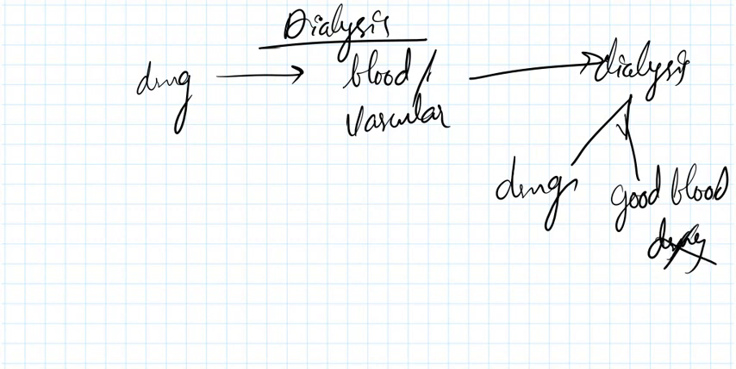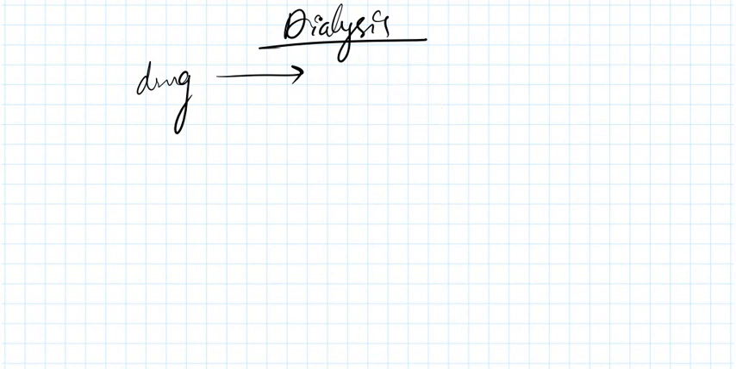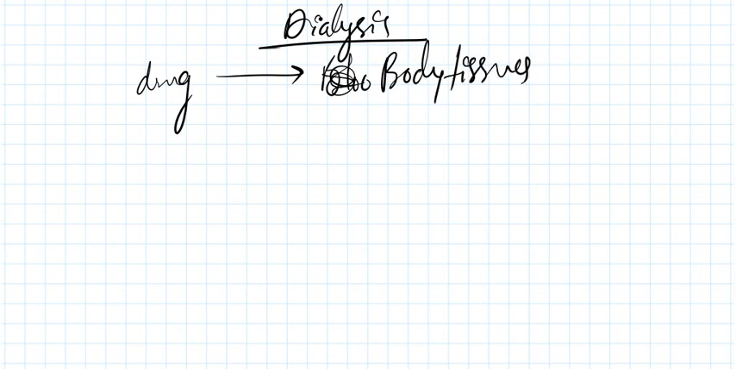Now if the drug has a high volume of distribution, the drug will not be in the blood column or the vascular component anymore. It will be transported into the body tissues rapidly. As soon as the patient ingests the drug, it gets readily absorbed into the body tissues.